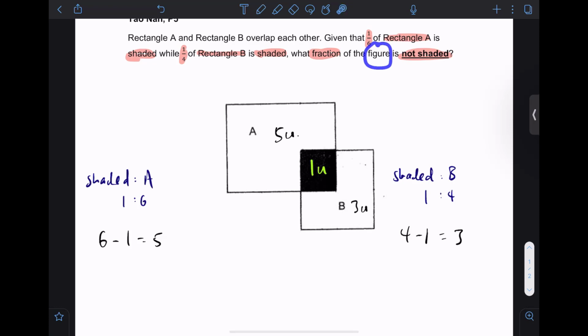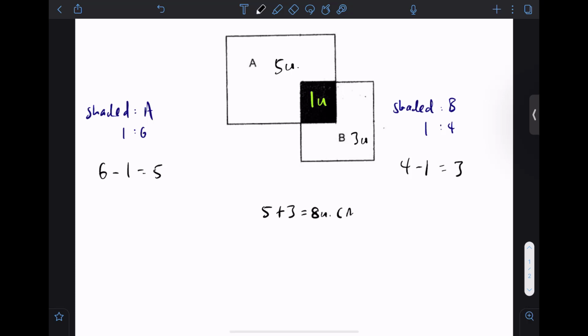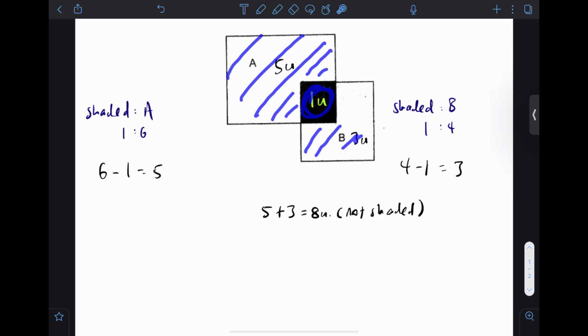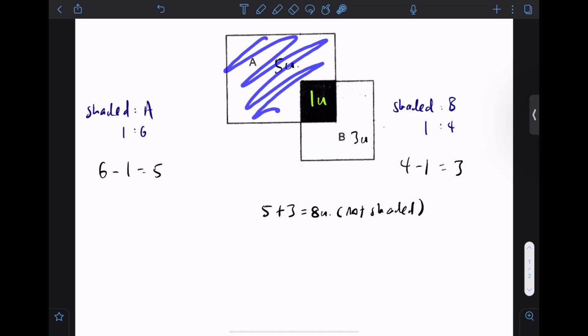So what fraction of the whole figure is not shaded? So not shaded will be 5 plus 3, which is 8. Okay, so this is the number of units that is not shaded, out of the whole figure. Now the whole figure is 5 plus 1 plus 3. Now be careful, be mindful not to double count this part. Okay, because the whole figure is just this 5 units plus this 1 more unit plus the 3 units here.